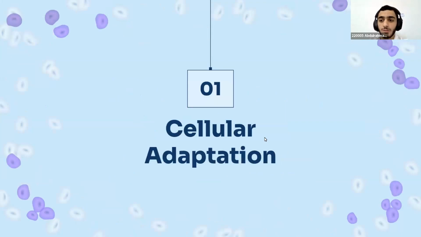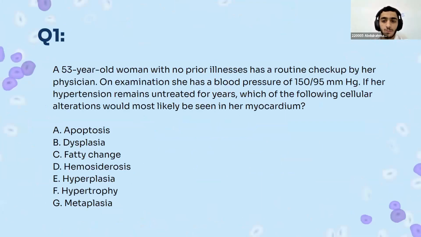All right, let's begin. So let's do the first lecture now. We arranged them according to the pathology lecture that you have. So starting with the first lecture, we're going to be talking about cellular adaptation. So with that being said, let's go to the first question. I'm going to read the question, and then I'm waiting for you guys to answer in the chat.